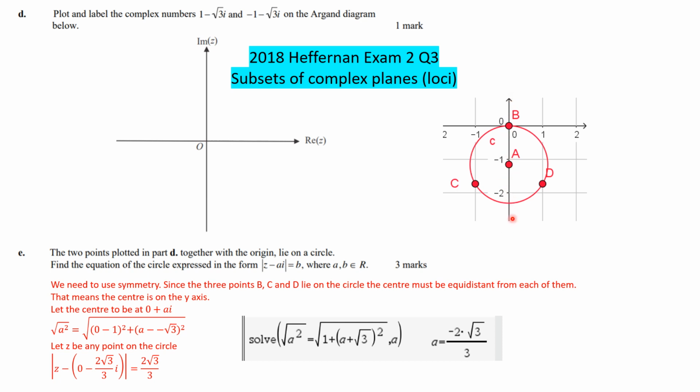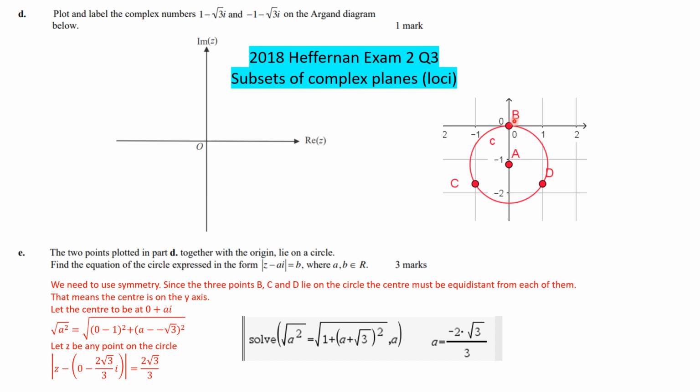But how do we work out what the center is? So we know that the center is on the imaginary axis. That means real is 0. So that's why you can let the center be 0 plus ai. Now we need to work out what a is.